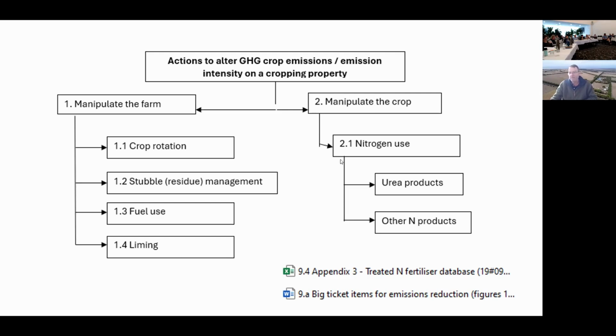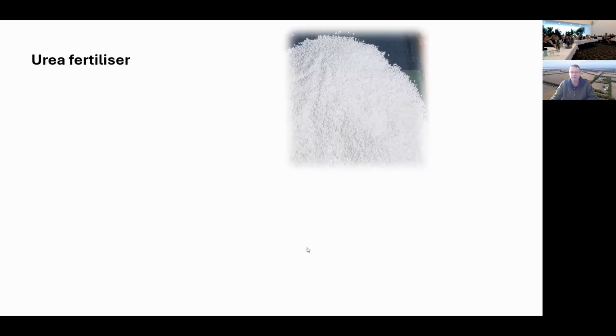Okay, so that's manipulating the farm bit. If we go down to manipulating the crop bit, as I said, I want to spend a little bit of time on urea and urea fertilizer. This probably isn't new to you, but it's worth understanding the manufacture of urea and why you get pinged so much for it. If you can remember a slide I had up yesterday, the majority of the emissions you get pinged for urea fertilizer is in scope 3.